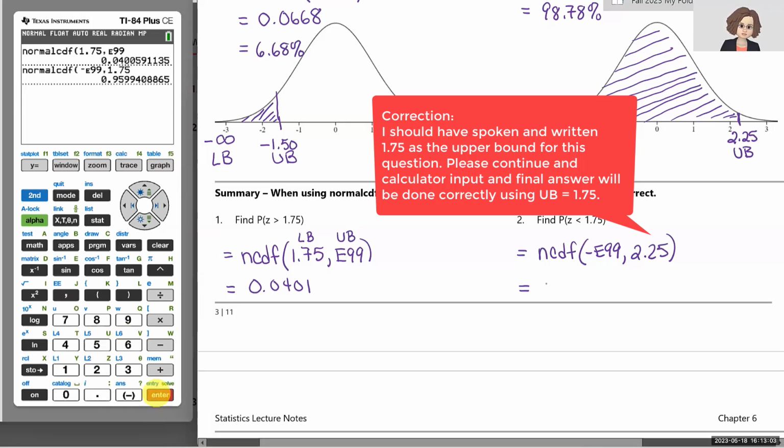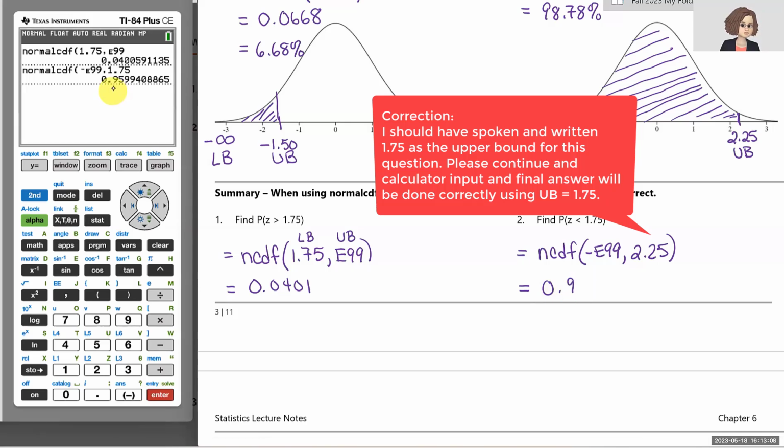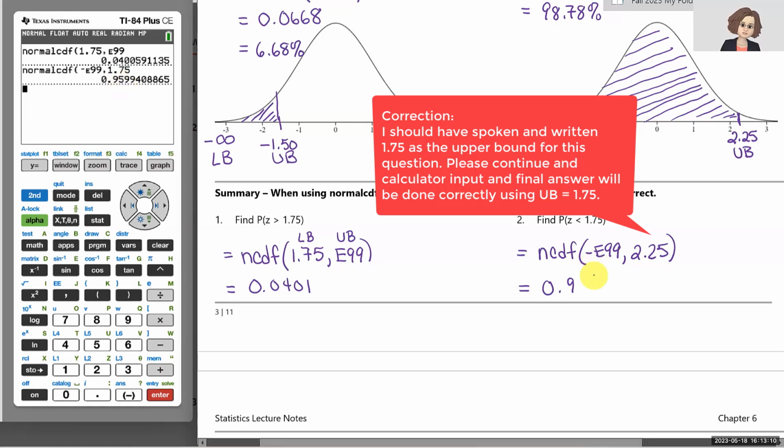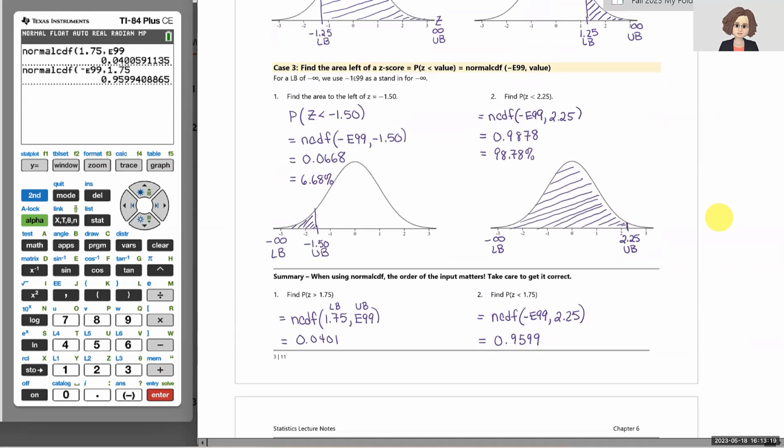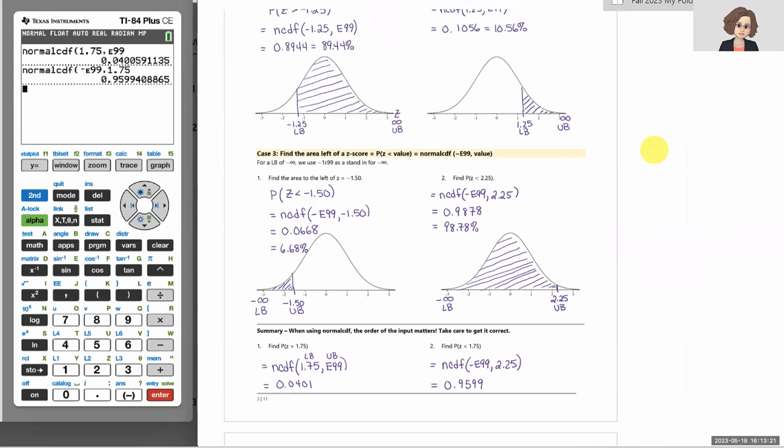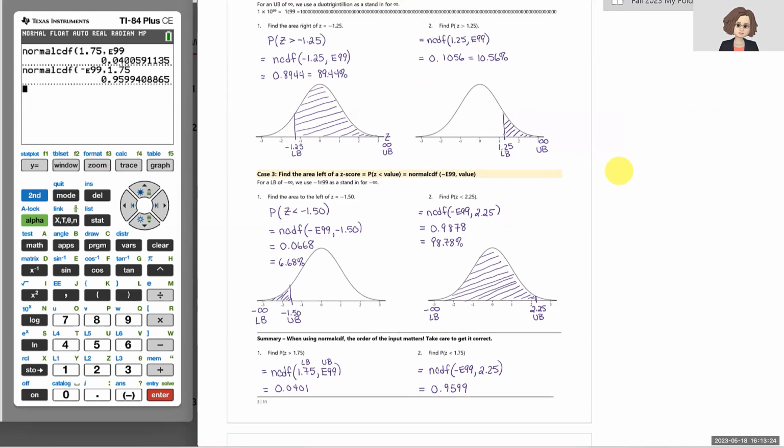All right, and that is 0.9. I'll be careful here getting the rounding right. So 95, actually 99, 0.9599. All right, and those are our two cases to be careful with. Shading to the right, value then positive infinity is the order. Shading to the left, negative infinity, and then the value will be the order.